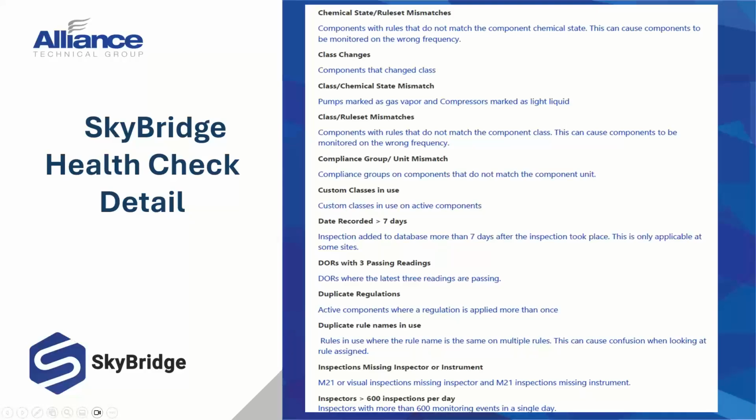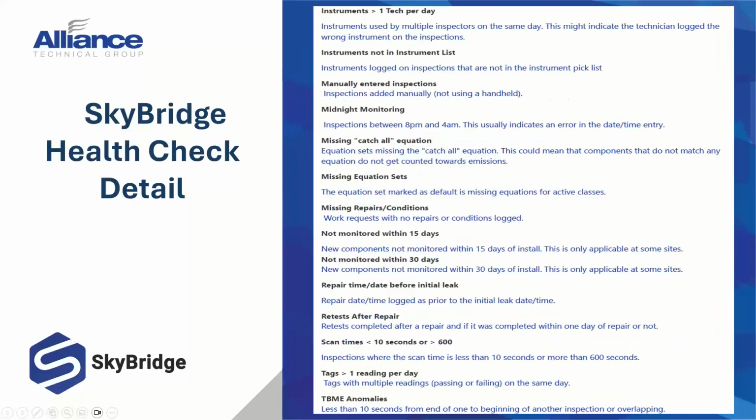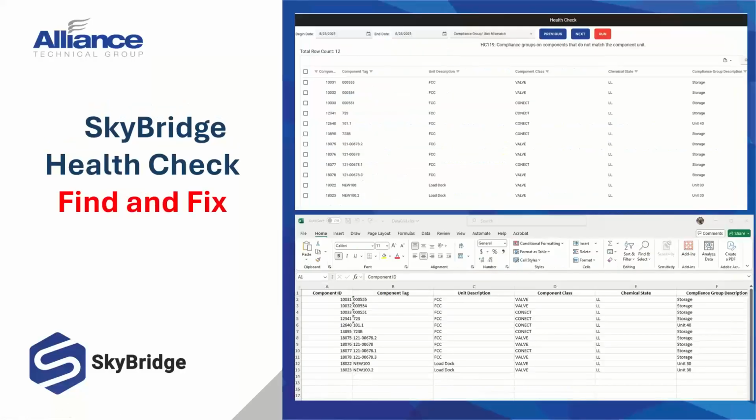So again, these are just some of the descriptions of the things that will change. It's 2 pages of it. Manually entered inspections, midnight monitoring, how hot it is. Some people do monitor at midnight. But in any case, that will be displayed for you to take a look at. So you just go down the list and take a look. These are the different ones here.